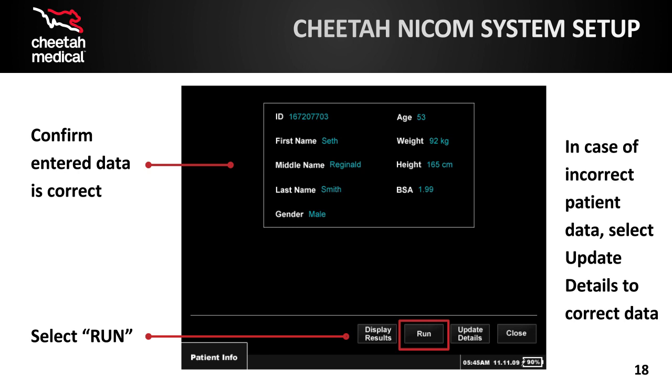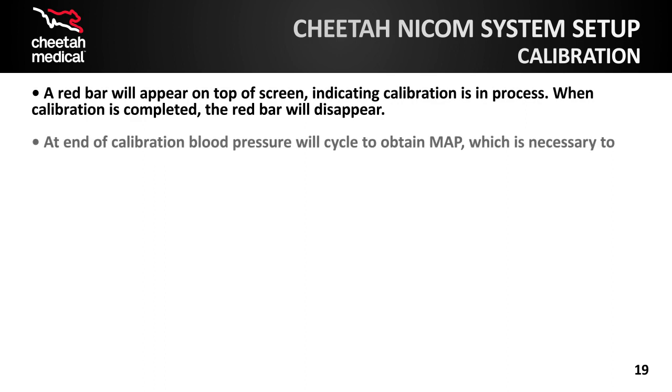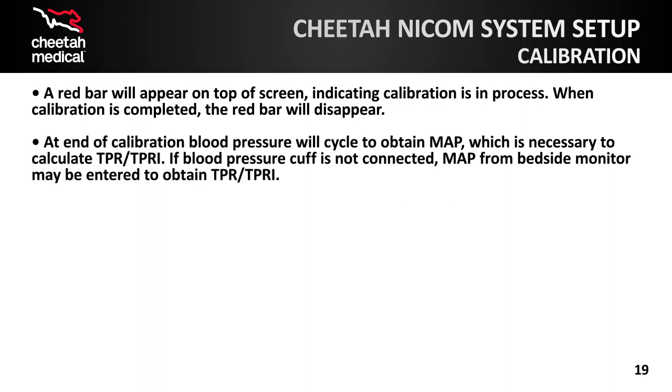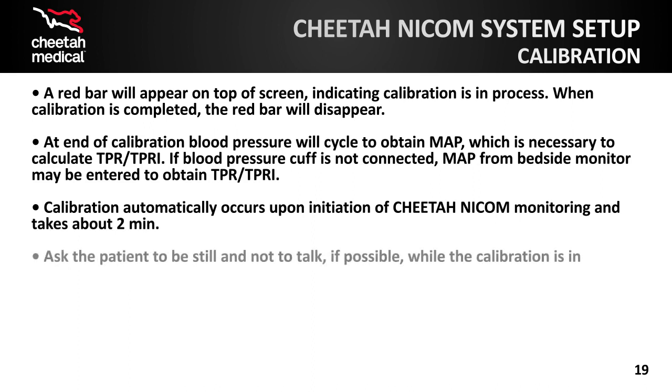Ask the patient to be still and not to talk while calibration of the CHEETAH NICOM is in progress. A red bar will appear on the top of the screen, stating that the calibration is in progress. At the end of calibration, manually enter the MAP from the A-line or bedside monitor to obtain TPR and TPRI if you are not using the CHEETAH NICOM NIBP cuff.